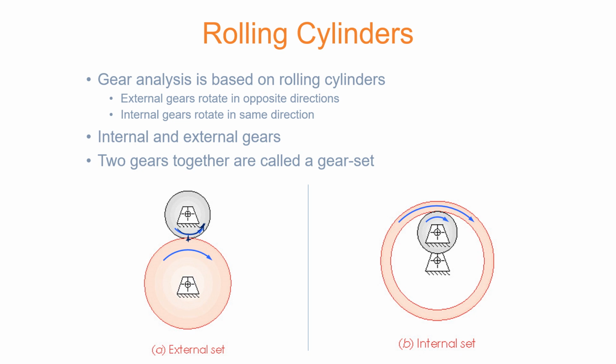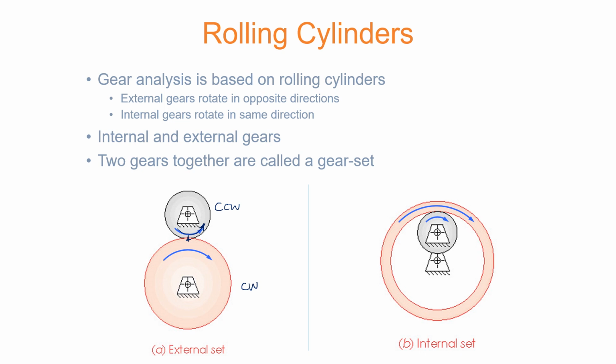Whenever you have external cylinders mating with each other and rotating, the direction is going to be reversed. So the upper one is going to have a counterclockwise rotation, and the lower one is going to have a clockwise rotation. So always remember that whenever you have rolling cylinders or rolling gears, especially spur gears, you are going to have the direction reversal.